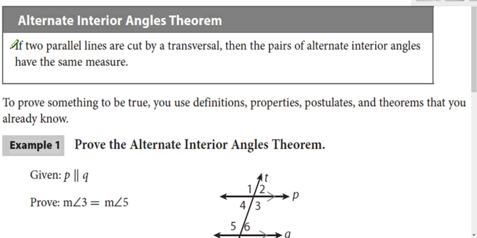So now we'll talk about alternate interior angles. And if the lines are parallel, then the alternate interior angles have the same measure. Or you could say that they are congruent. Same measure, congruent, same thing. They're equal. The measures are equal.